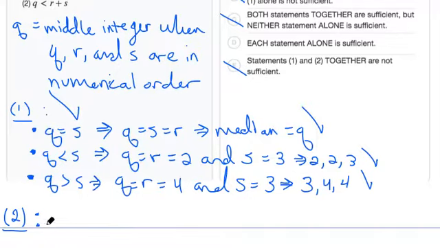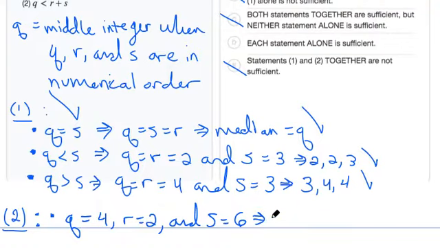First, let's suppose that q is equal to 4. Let r equal 2, and let's choose s equal to 6. Then the numbers in order would be 2, 4, 6, and the median integer would be 4, which is equal to q. So this one would work out for us in terms of answering the question. We would answer yes.